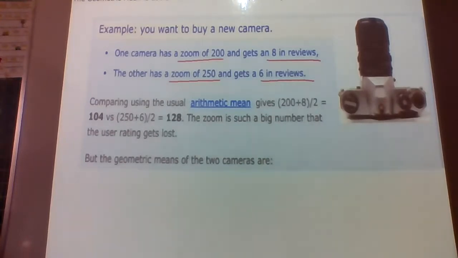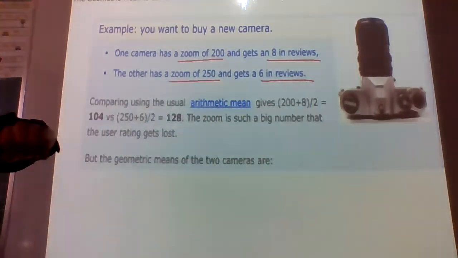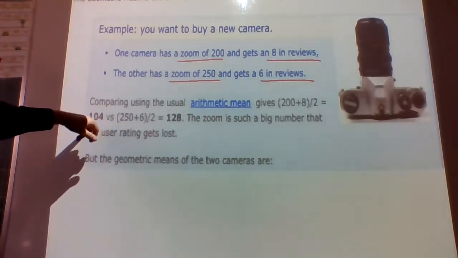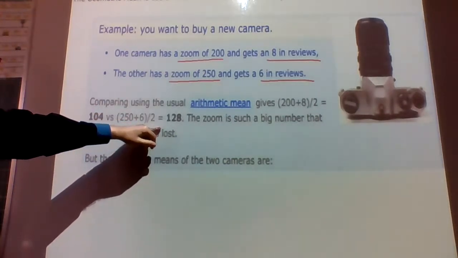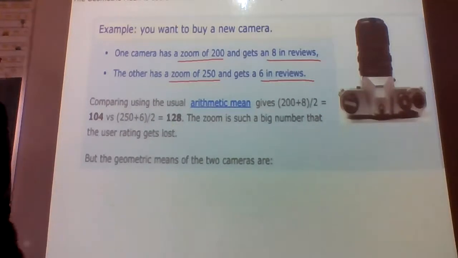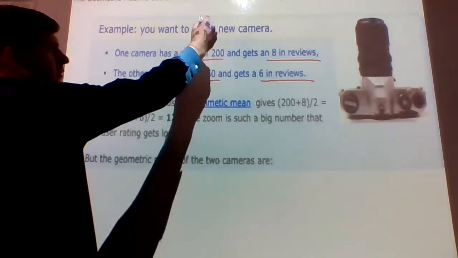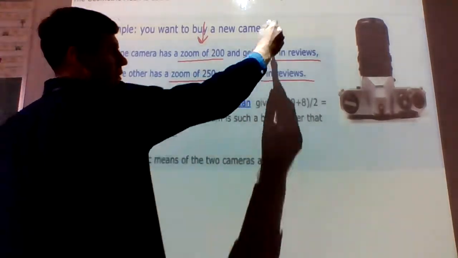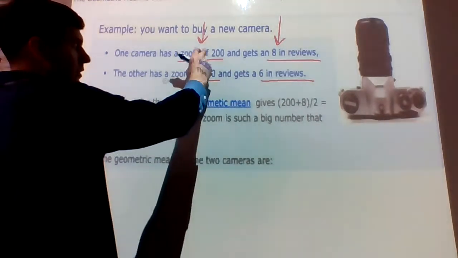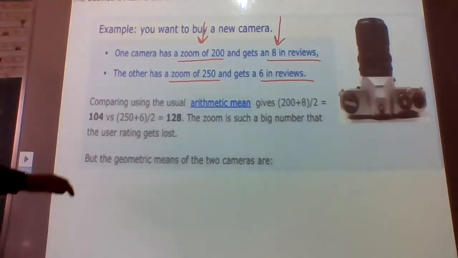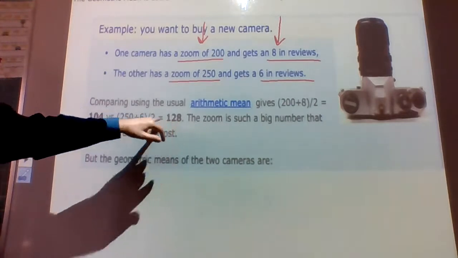Okay, so if you did this the traditional way with our arithmetic mean, we would add the two numbers and divide by 2. So for the first camera, we would get an average rating of 104. And for the second camera, we get an average rating of 128. But the problem is it's not going to tell us a lot of information. So these two types of numbers, the 200 and the 250, greatly outweigh the 8 and the 6. Okay, so the arithmetic mean doesn't really help us because it completely is biased towards the zoom. Right? So the second one's a lot bigger in value here, 128 over 104.